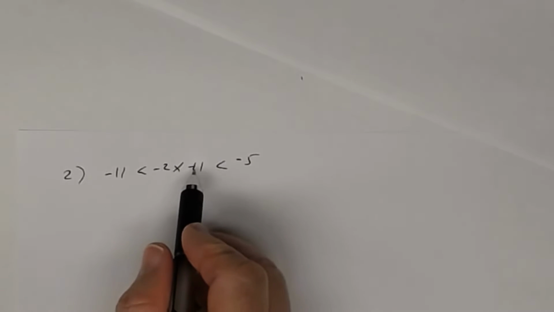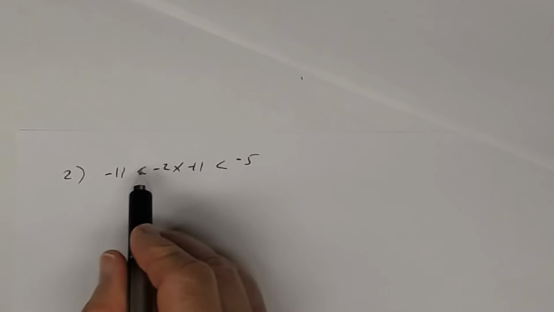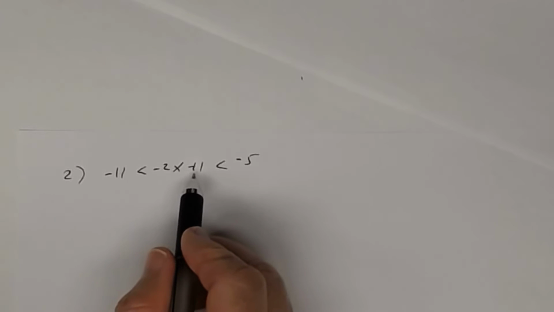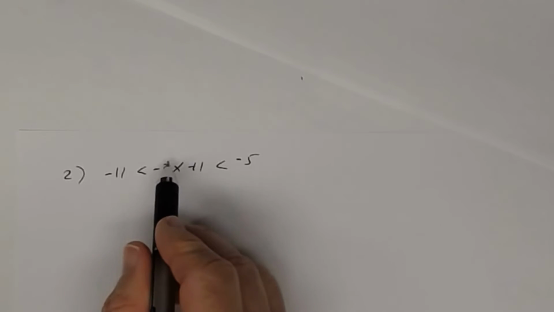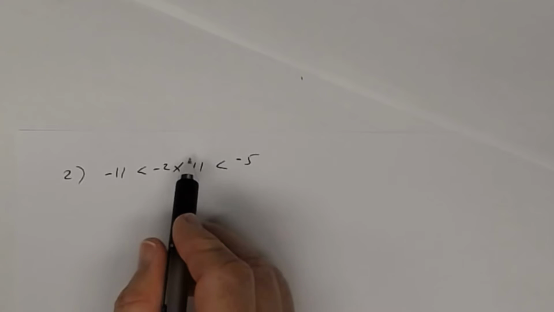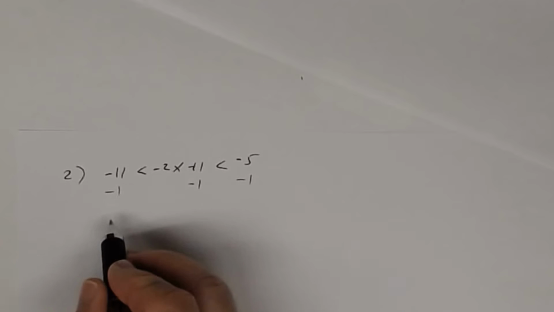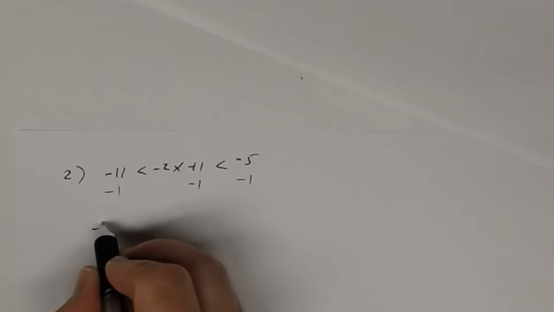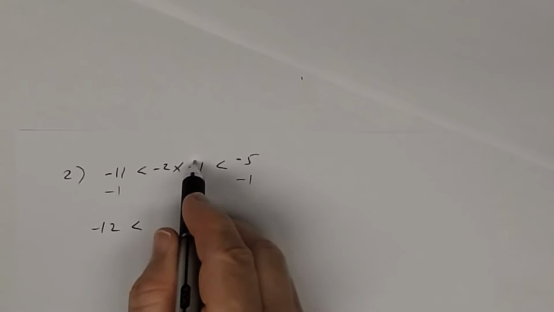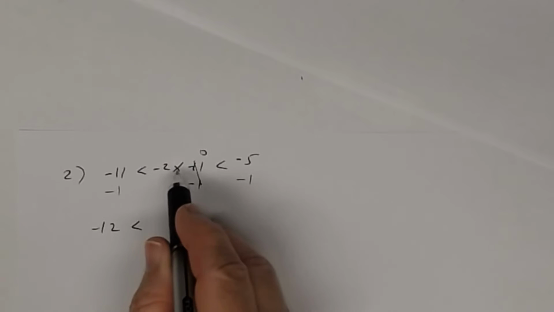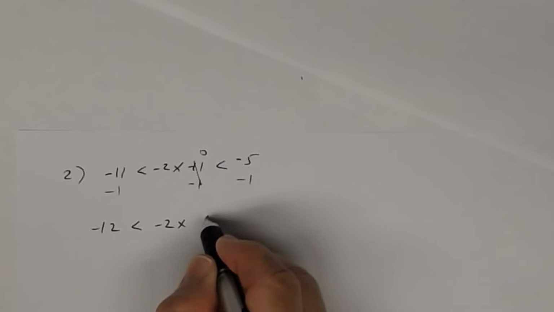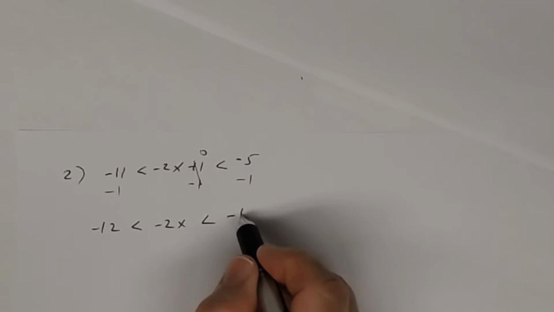All right, so to solve this compound inequality, we're going to go ahead and get the variable x in the middle, so that will tell us right away what the solutions are. So we're going to subtract 1 from all 3 parts. A negative 11 and negative 1 is a negative 12 is less than, this is 0, and negative 2x and 0 is a negative 2x is less than negative 5 and negative 1 is a negative 6.